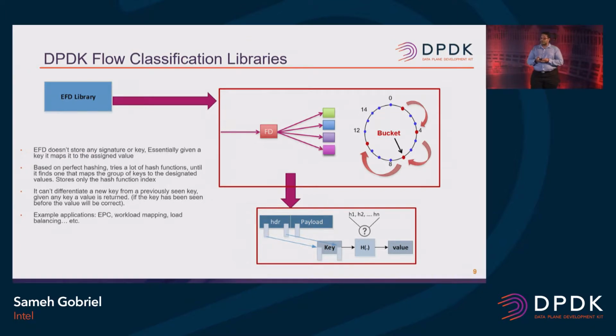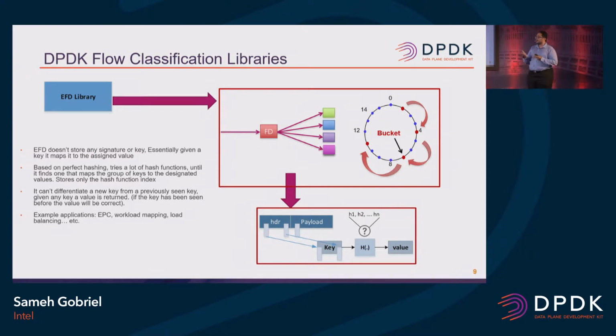The other library in DPDK, which we have used in EPC, the Evolved Packet Core usage, is called the EFD library. This library takes it even to the extreme. It does not store anything in the flow table. You can see here that there is no flow table at all. What this library is doing is match action blindly.